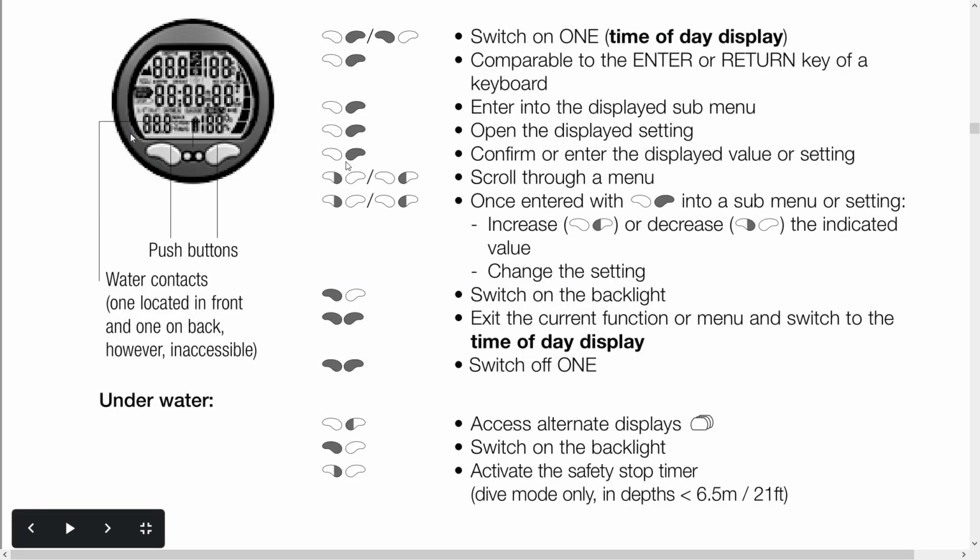So to turn the unit on, you can press and hold either button, the left or the right. Pressing and holding the left button will cause all of the segments to display to light up, a lot like a car will when you first start it on the dashboard. If you press and hold the right button, it simply goes to the time of day display.